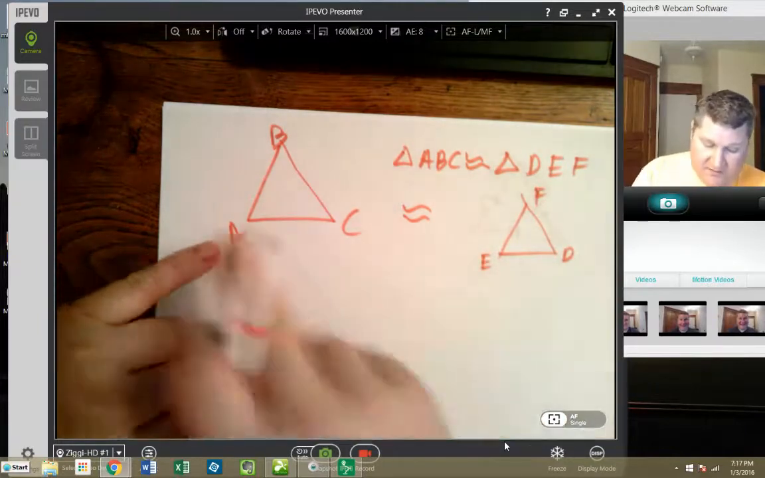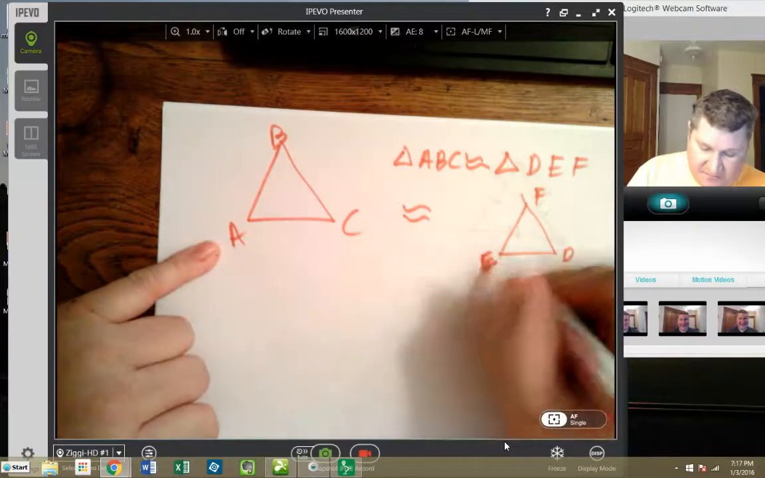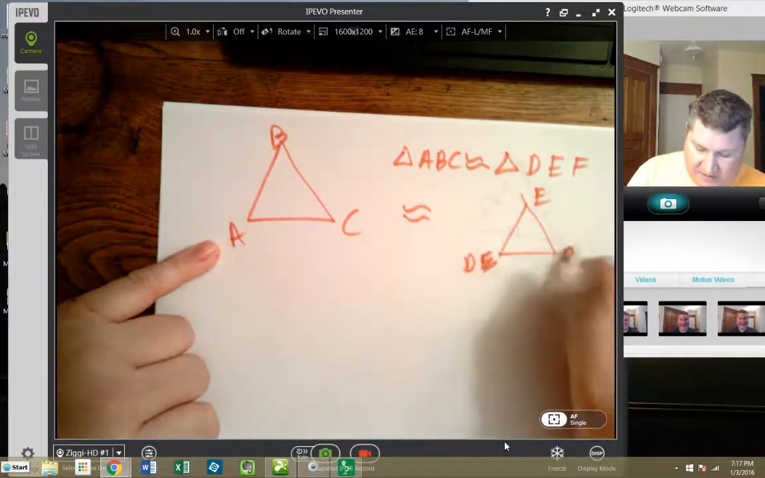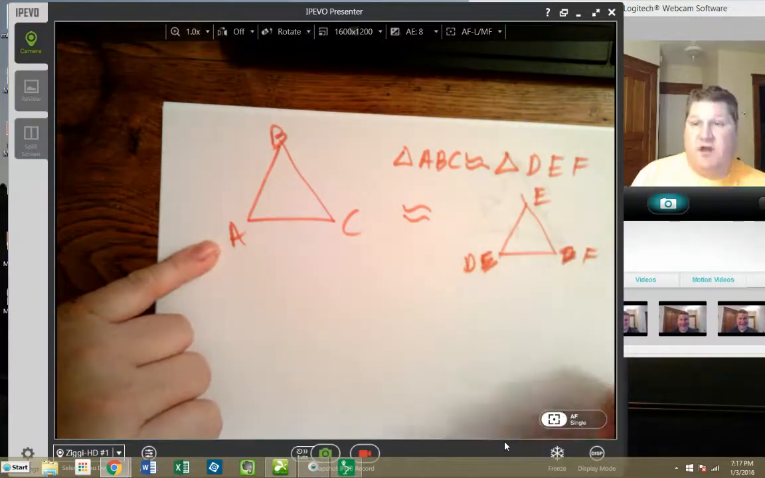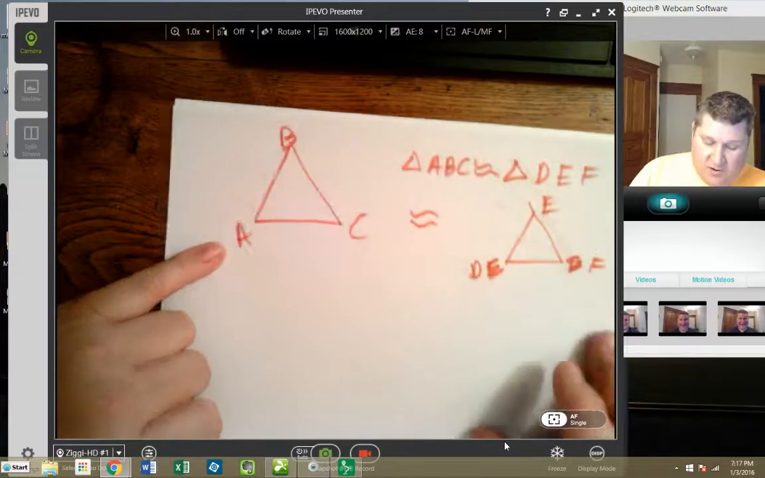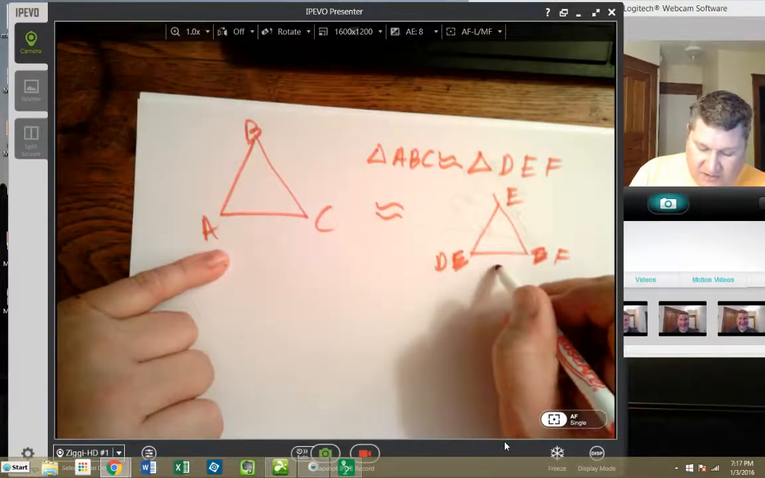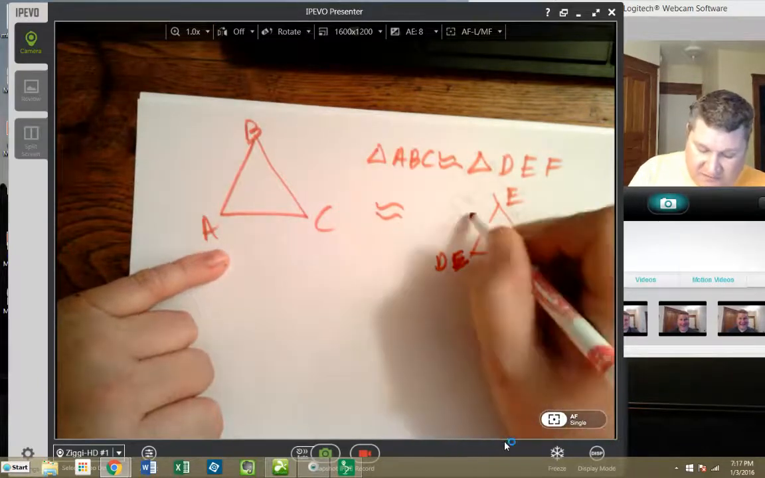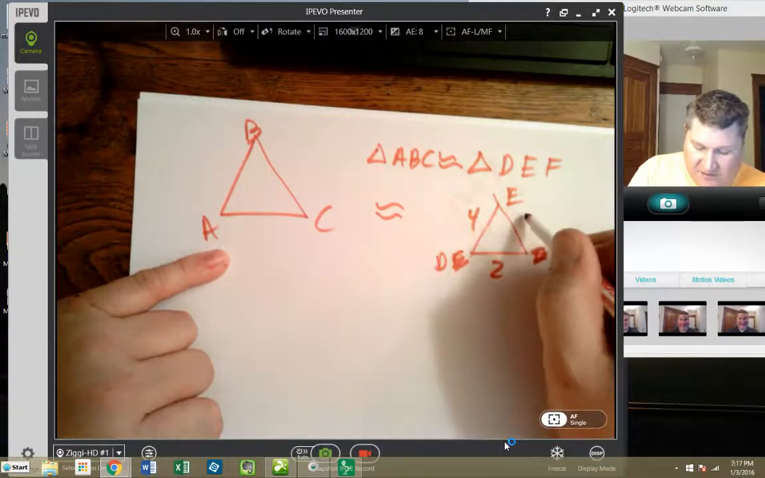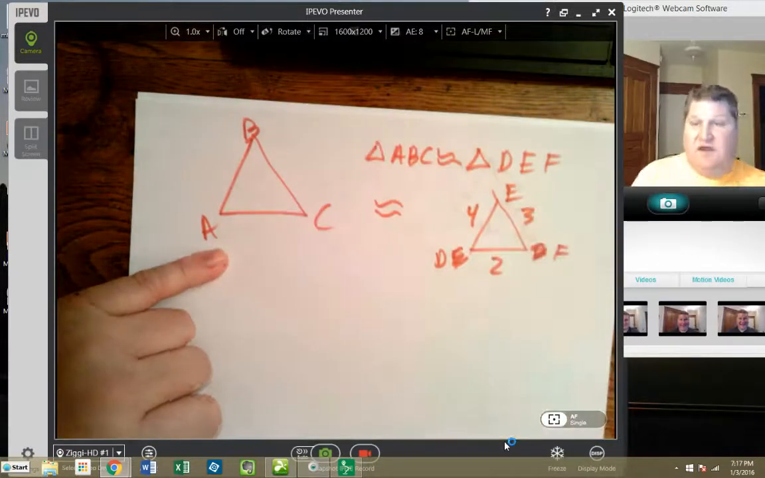Oh, wait a minute. ABC. So, well, let's keep it simple. DEF. There we go. Okay. And we know that this is in a ratio. This is a side of 2, a side of 4, and a side of 3. I think, yes, that makes a triangle very nicely.